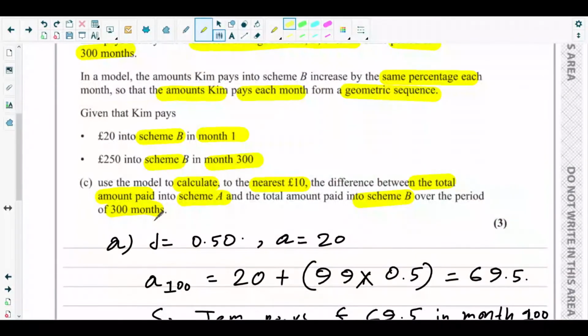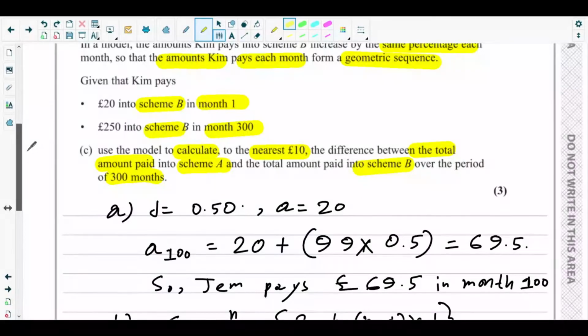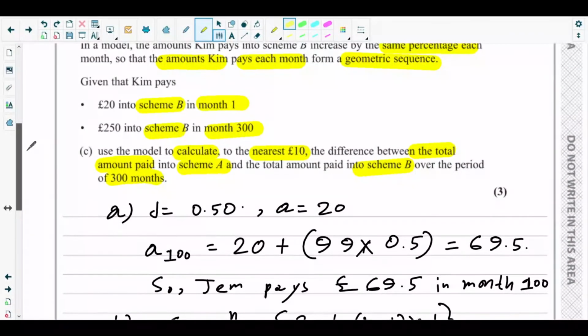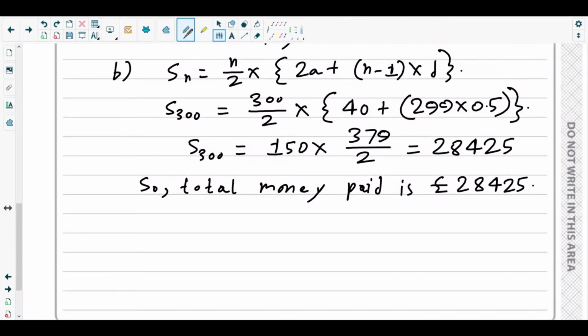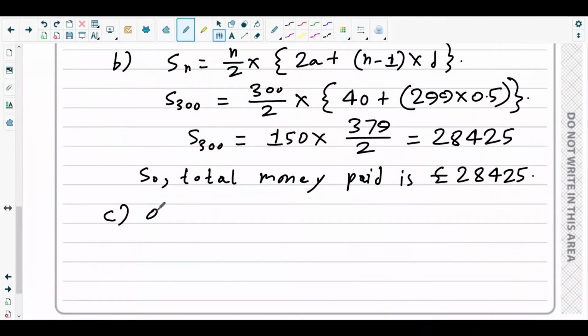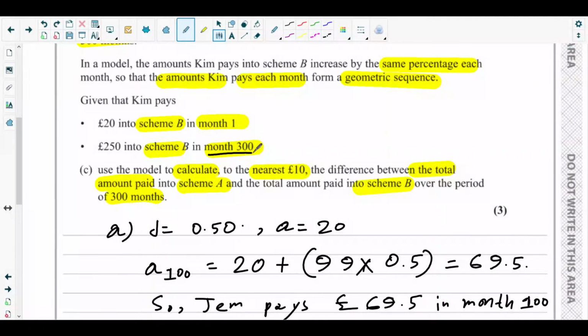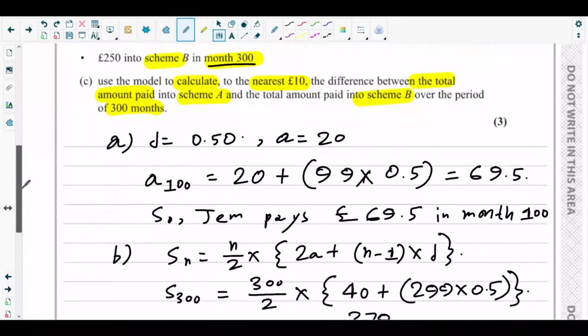Already for scheme A, the arithmetic sequence, we got the total amount paid in part B. Now we need to find out the total amount paid into scheme B. Since scheme B is geometric, we need to figure out the common ratio first. The first term is given as 20, so a equals 20. The first month is the first term, the second month is the second term, so the 300th month would be the 300th term.